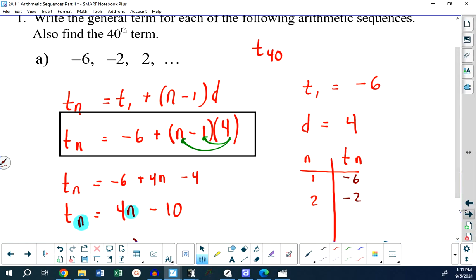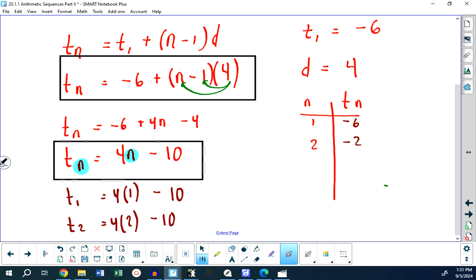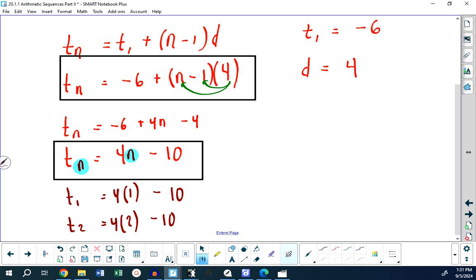So this, everybody, is the general term. T sub n in this sequence is 4n minus 10. All right? So what is the 40th term? Well, we simply put in 40 for n. 4 times 40 minus 10, can you confirm it's 150? Right. 4 times 40 is 160, minus the 10 is 150. So the 40th term is 150.